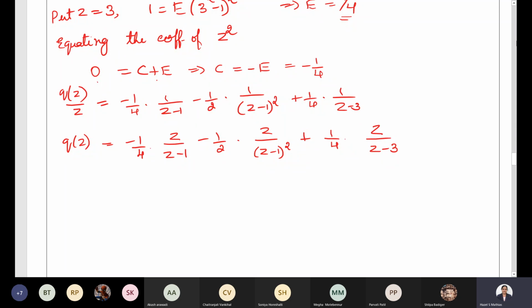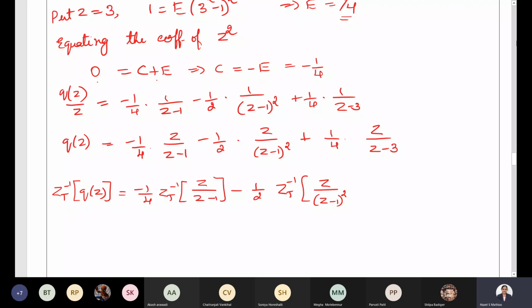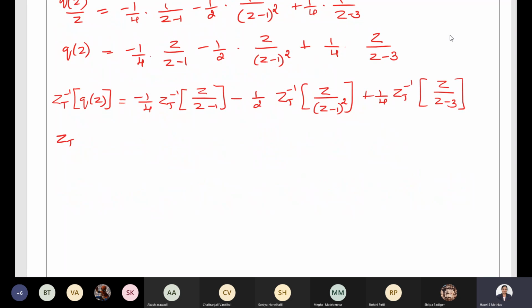Now we shall apply the inverse z transform on both sides. So what happens when you apply the inverse z transform? That will be minus 1 by 4 into inverse z transform of z by (z minus 1), minus half into inverse z transform of z by (z minus 1) whole square, plus 1 by 4 into inverse z transform of z by (z minus 3). Now tell me, what is this? What is the inverse z transform of z by (z minus 1)?